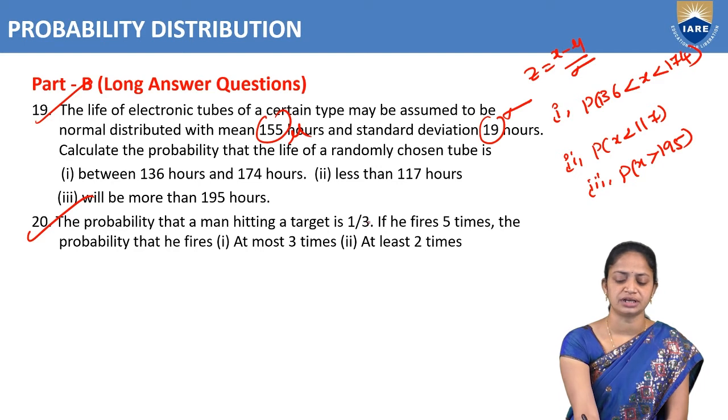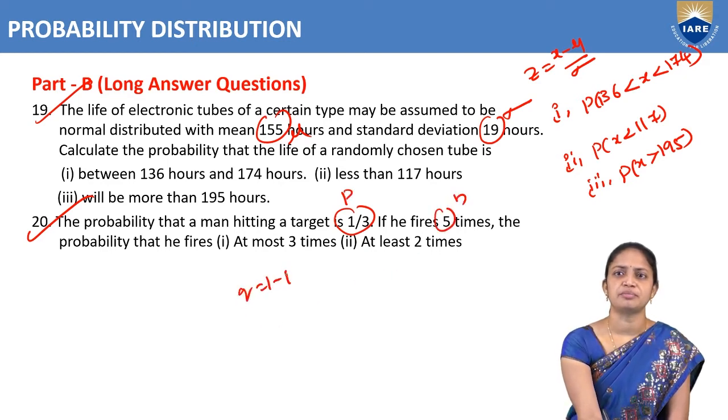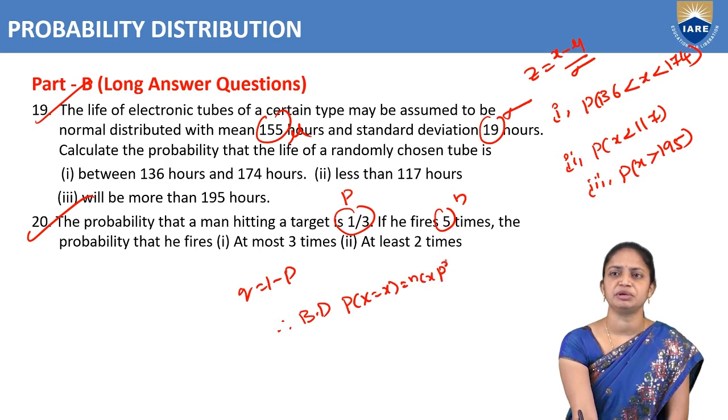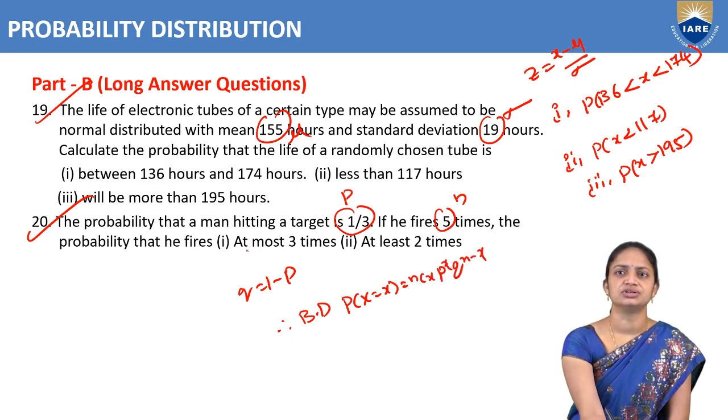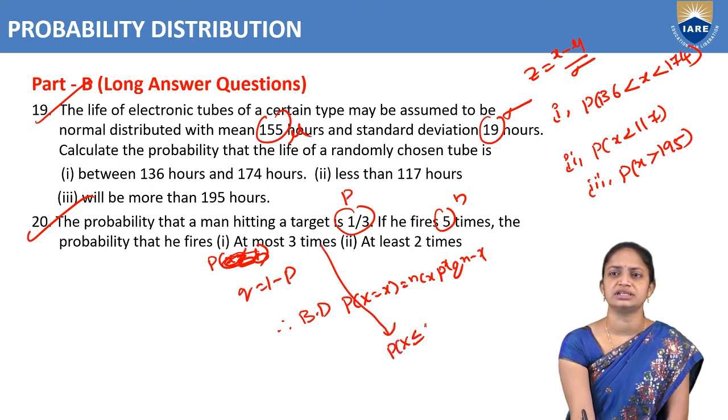And the last question is hitting a target. The probability that a man hits a target is 1 by 3, that means p equal to 1 by 3, n equal to 5 and q equal to 1 minus p. So, what is the formula? The binomial distribution formula is P of X equal to x, that is equal to nCx p power x q power n minus x. So our first question is we need to calculate at most. At most is nothing but less than or equal to 3. At most 3 times, P of x less than or equal to 3. So this is our first question, and second question is at least, P of x greater than or equal to 2.